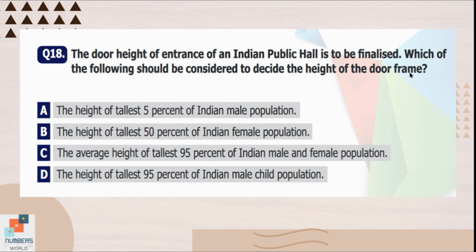Usually, the height of the door of a public place is designed keeping in mind the percentage of the tallest people. Like if the population of a country is in millions, obviously 5% is also quite high. So that's the reason that the height of the tallest 5% of the Indian male population will be considered to decide the height of the Indian public hall. So option A is the correct option here.